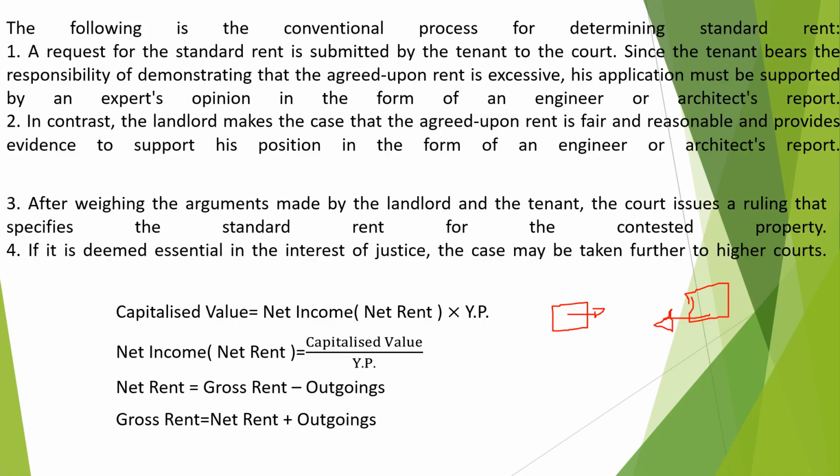Then, after weighing the arguments made by the landlord and the tenant, the court issues a ruling that specifies standard rent for the contested party. So, if it is deemed essential in the interest of justice, the case may be taken further to the higher courts. So, see here, whatever you calculate in the form of net rent, you will then have to calculate gross rent by adding outgoings to the net rent. How this is done, we will consider through certain examples that will make things clear to you.